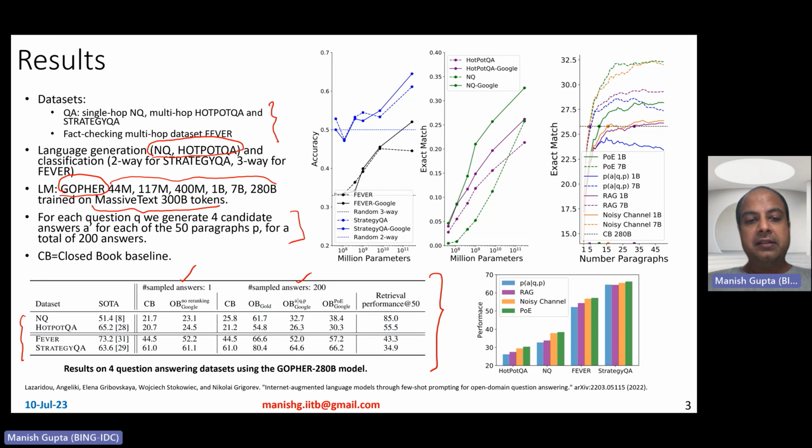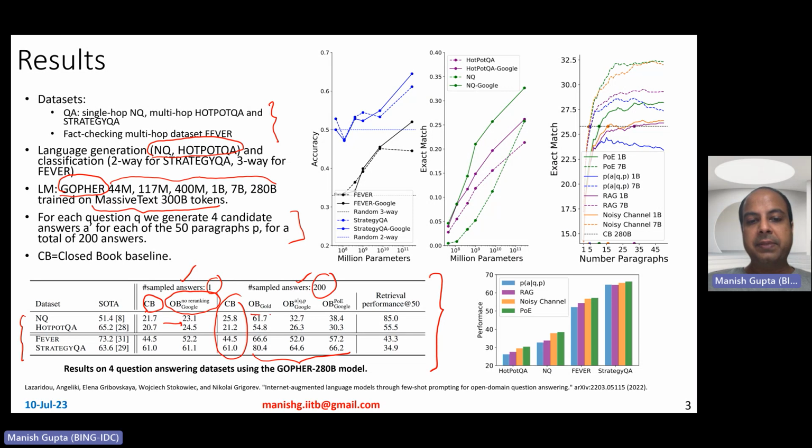CB is the closed book baseline. So what you observe is that whenever you apply Google-based internet augmentation, the results get better. Whether you sample one answer or 200 answers, compared to the closed book baselines, the open book baselines are much better.